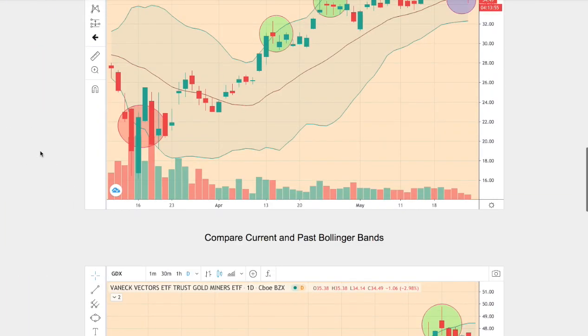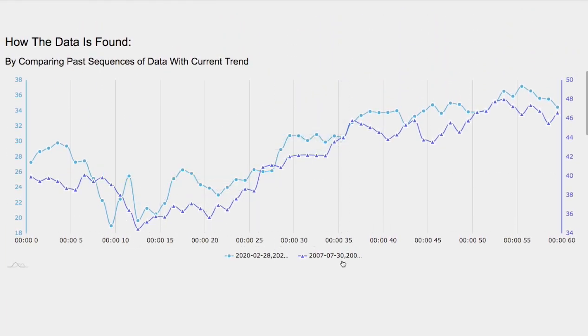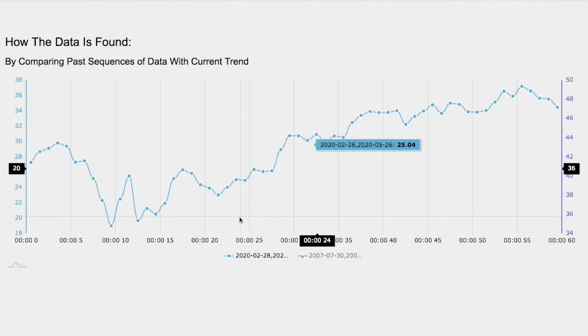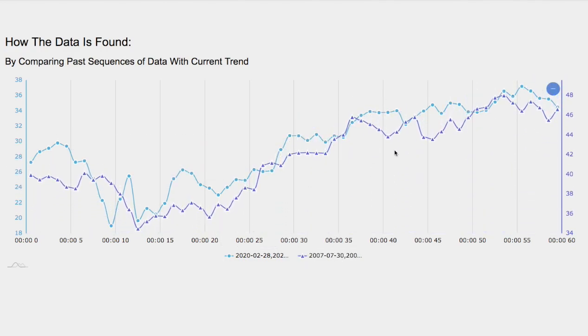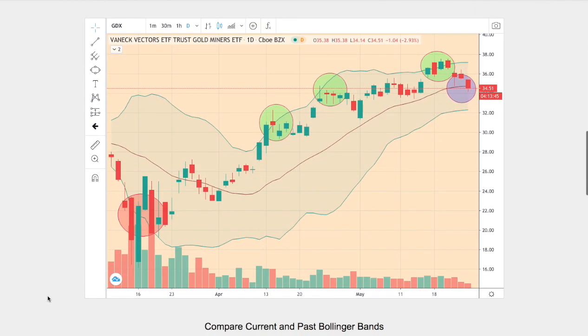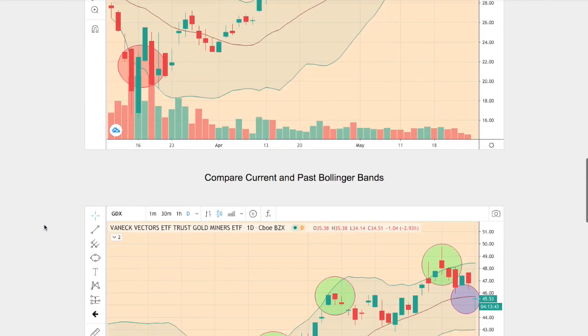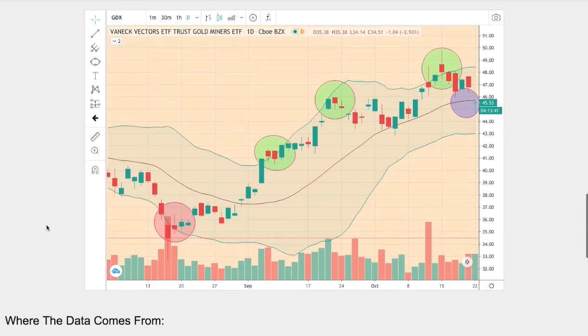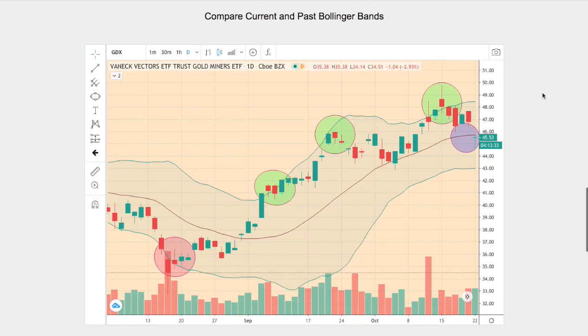Now we compare it to trends. On the line graph, we have our current trend as our blue line, and overlapping it is the trend in question that we're going to compare it to. Right here we have our current trend, and below is the trend that I believe is the best match, and that trend dates back to July 30th to October 23rd, 2007. So let's compare the two trends.